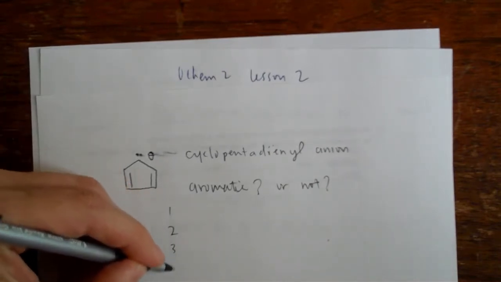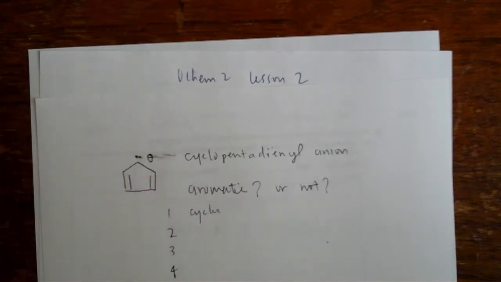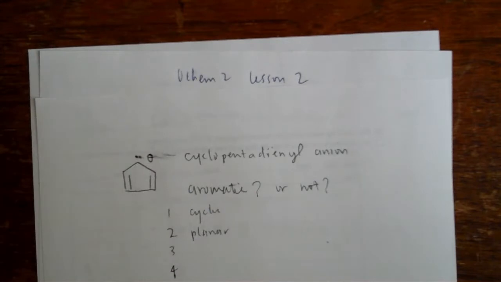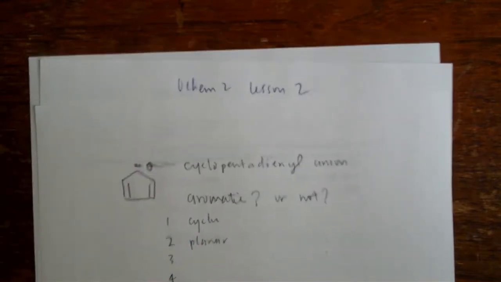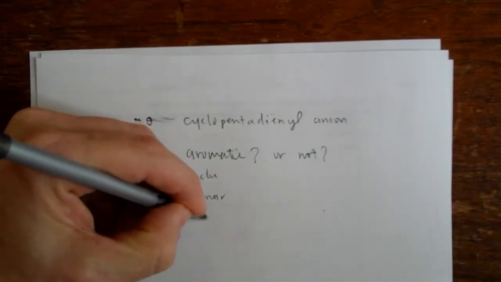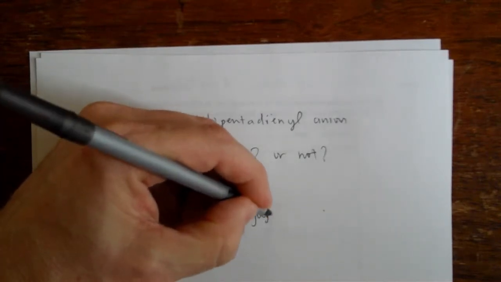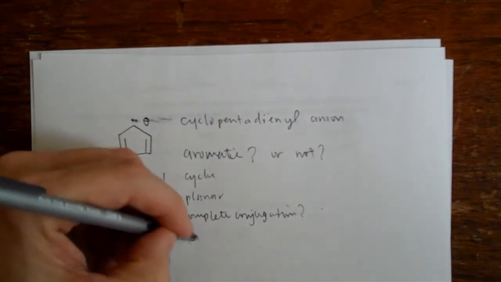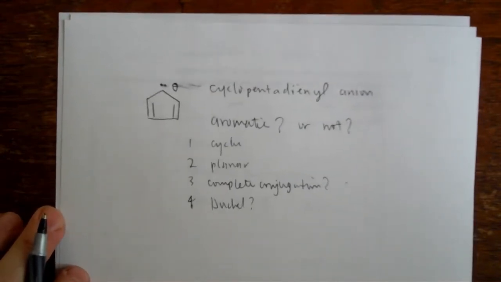Okay, blotching again. Is this aromatic or not? And we're going to subject these to the 4 criteria. Is it cyclic? Is it planar? Is it, what was the term, the complete conjugation, the lesson calls it? Complete conjugation? And is it a Huckel number? I'm not going to answer that. I'll answer that when we get to class.